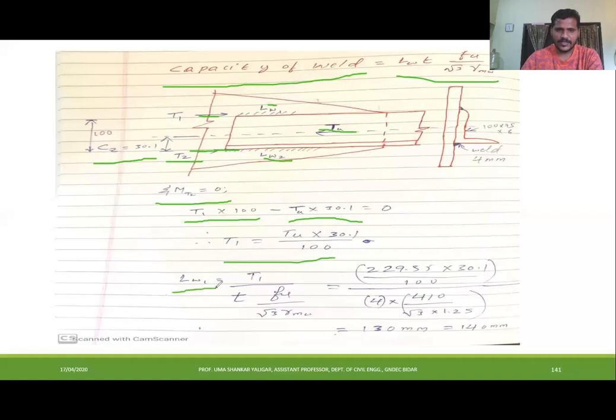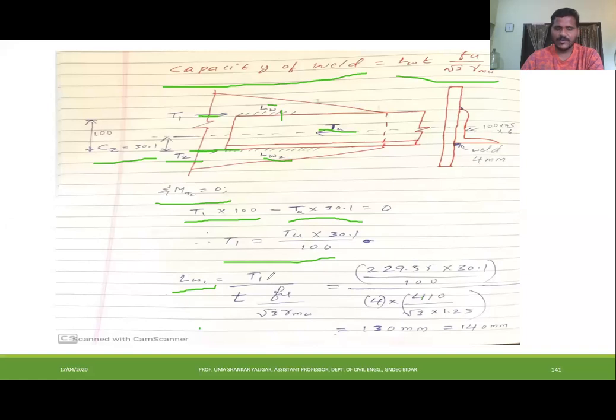Now, I want the weld length at this level. This is LW1 and this is LW2. LW1 is due to T1 and LW2 is due to T2. First, I want to calculate LW1, the weld length 1 due to T1. Same formula. Here, if I want LW, I take these two things in the denominator. Therefore, LW1 is equal to T1 divided by T into Fu over square root of 3 gamma mw. And you know this T1 value.